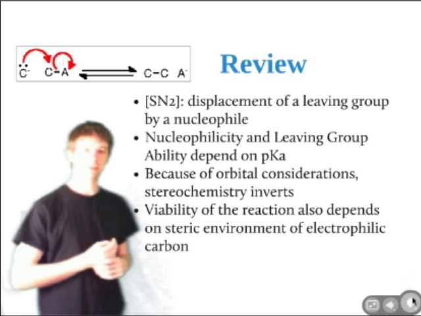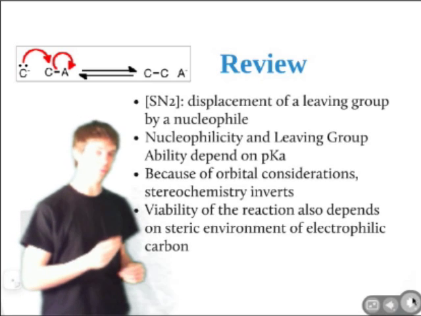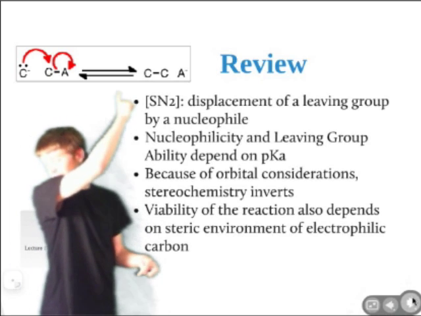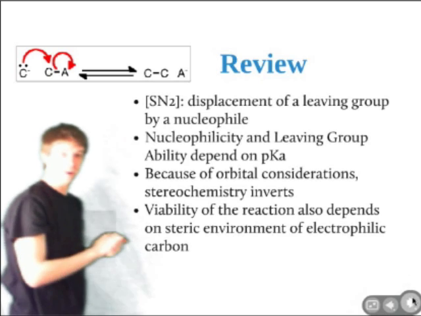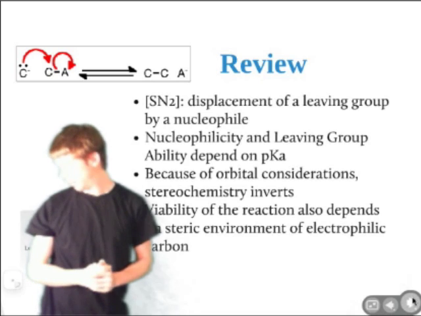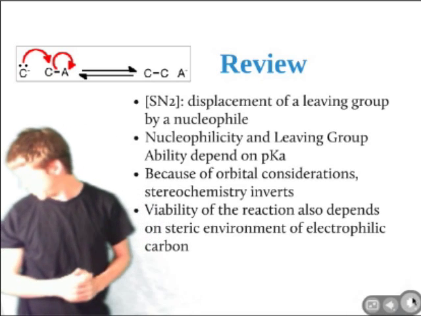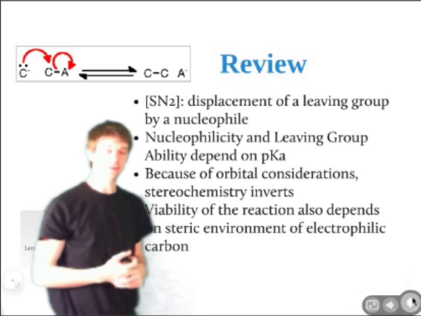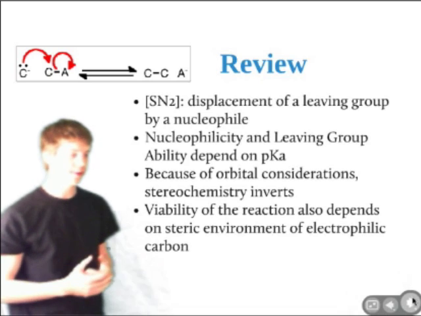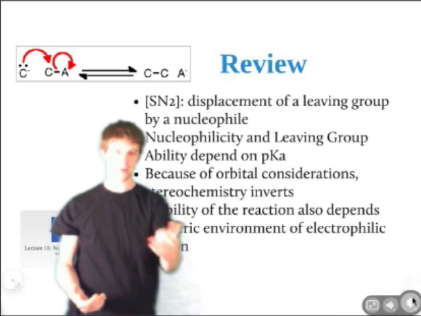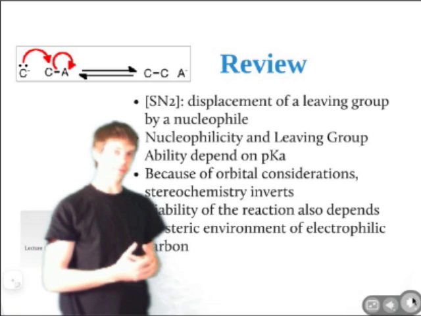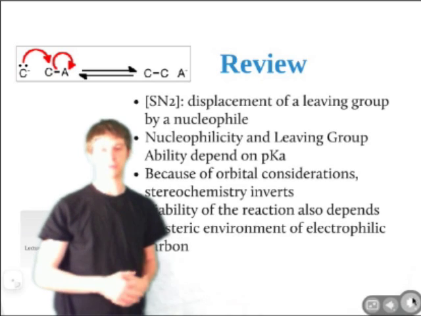We give that leaving group a special name. It's called a nucleofuge, and so we're going to talk about, in particular, this second arrow of the process up here, the second arrow where the leaving group is taking the electrons with it as it goes away. Now, we talked about how nucleophilicity and leaving group ability depend on pKa. Nucleophiles act like bases. They donate electrons.